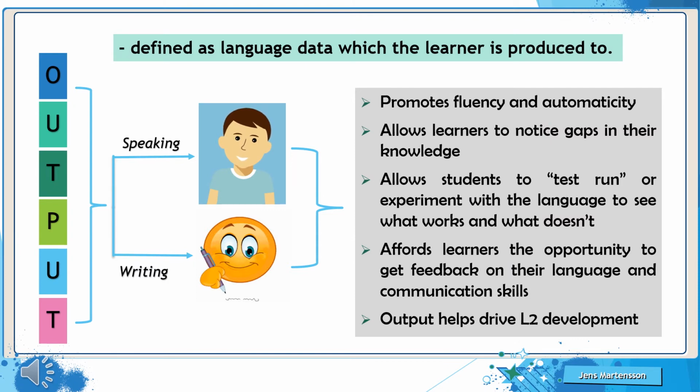Output is also defined as language data which the learner produces, like speaking and writing. So here are the concepts of output. First, it promotes fluency and automaticity. It allows learners to notice gaps in their knowledge. It allows students to test, run, or experiment with the language to see what works and what doesn't, and affords learners the opportunity to get feedback on their language and communication skills. Lastly, output helps drive second language development.